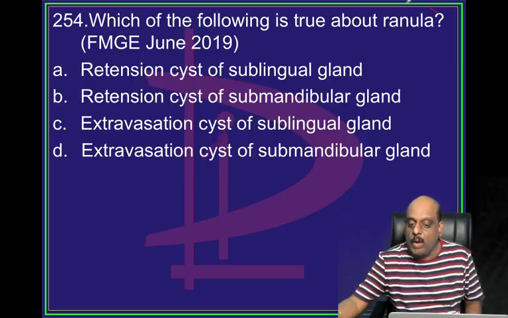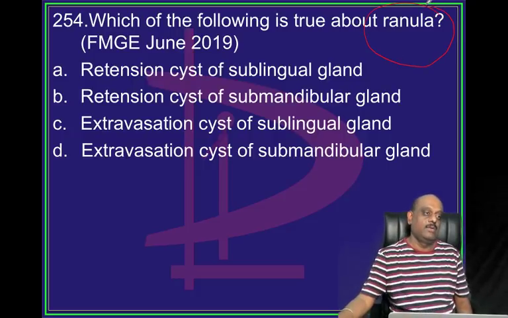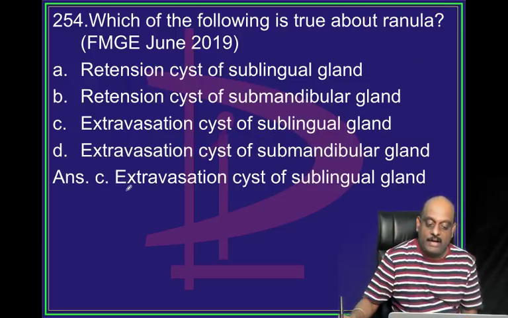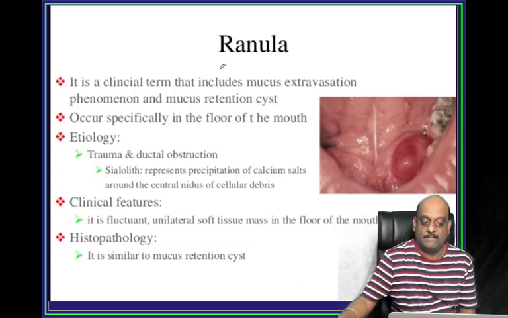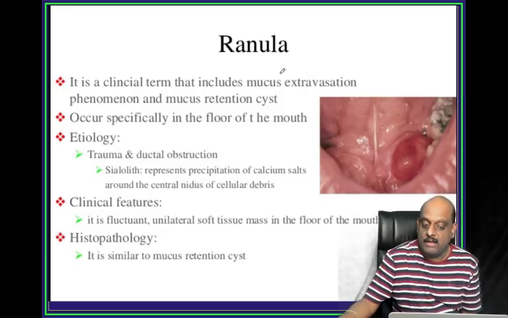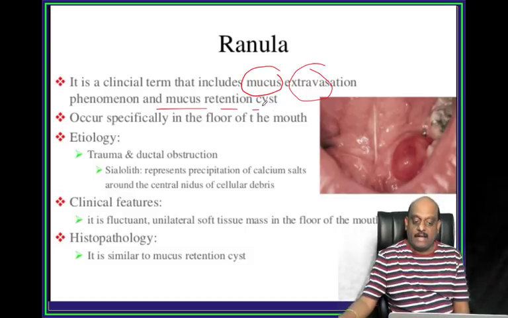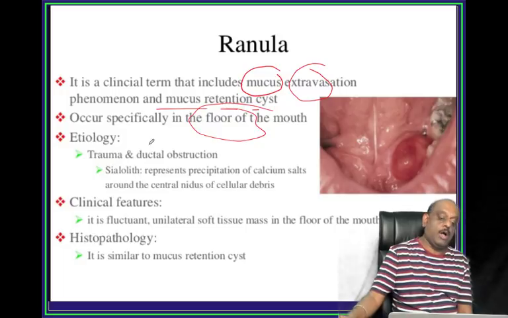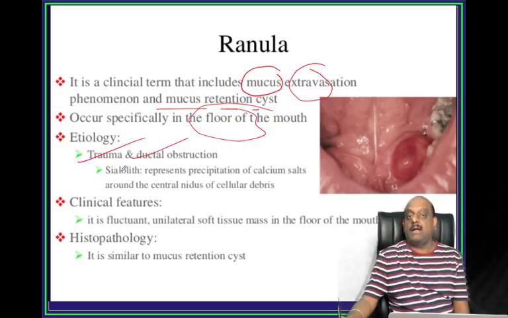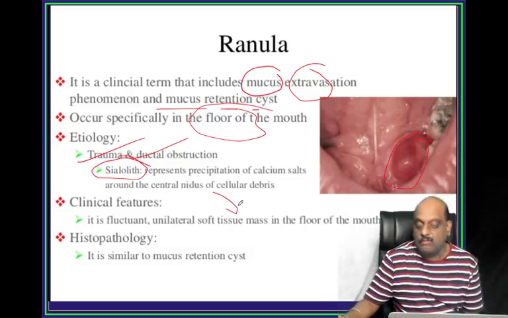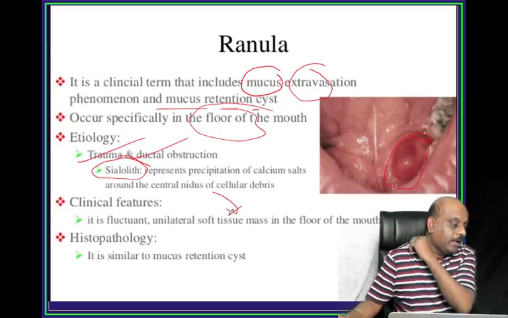Which is true about ranula? What type of cyst is ranula? So you should remember, it is an extravasation cyst. Ranula is a mucus extravasation phenomenon. It occurs in the floor of the mouth. Commonly it is the ductal obstruction, trauma, cellulitis which will be responsible. It is a fluctuant, unilateral soft tissue mass in the floor of the mouth is what you need to remember.